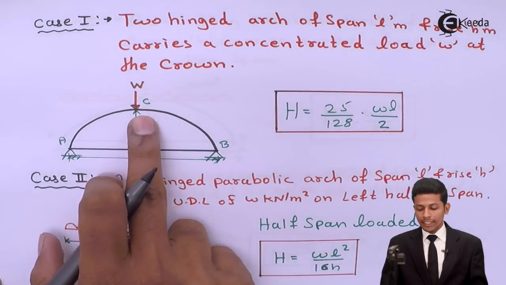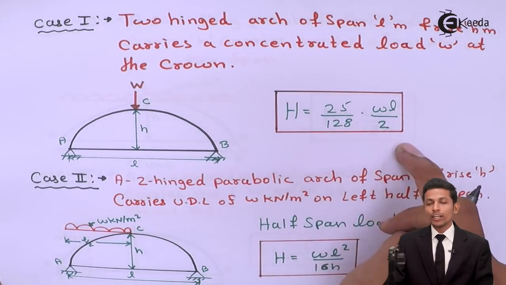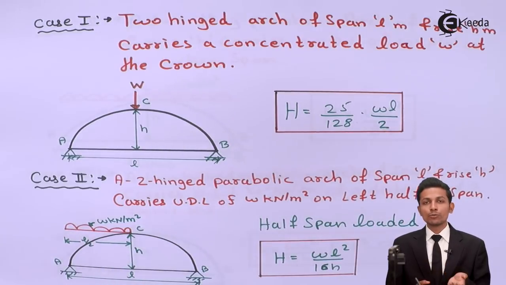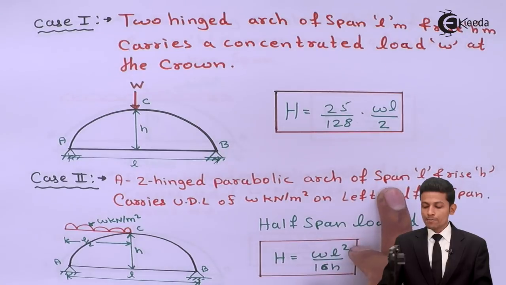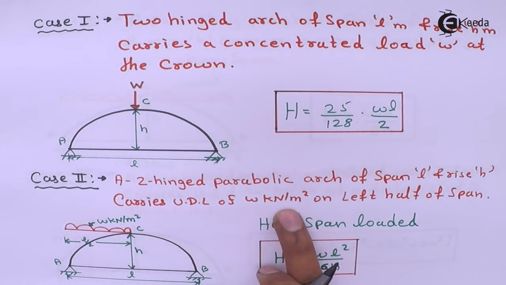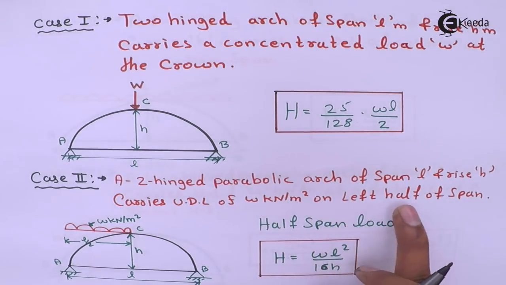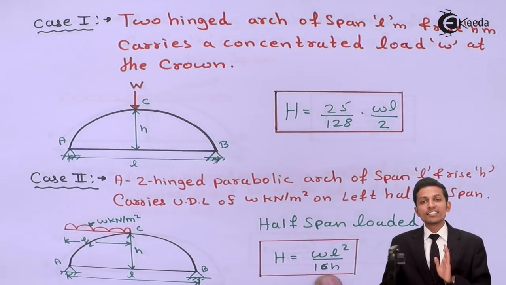When we have a point load at the center, the formula of h will be 25 upon 128 into wl by 2. Now let's move to another case. A two hinge parabolic arch of span l and rise h carries a UDL of w kilonewton per meter on the left half of the span. So its formula will be h is equal to wl square upon 16h.